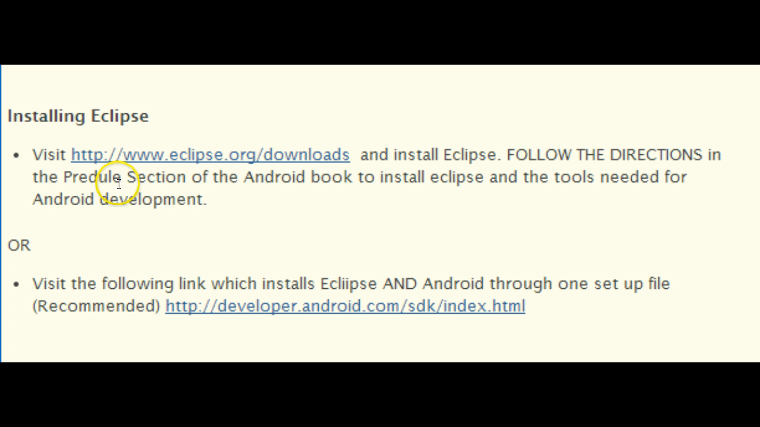There are two different ways to do this. One is by actually going to the Eclipse website, where there will be a plethora of versions that you can download. This can be somewhat confusing, especially for a first-time Java programmer. However, an easier way is by going to this web link, developer.android.com, and installing Eclipse and Android together through one setup file.